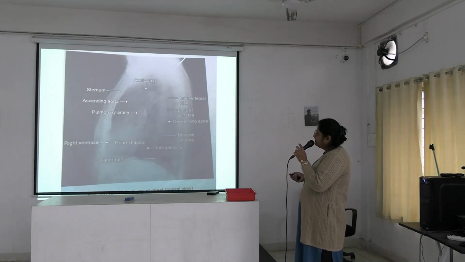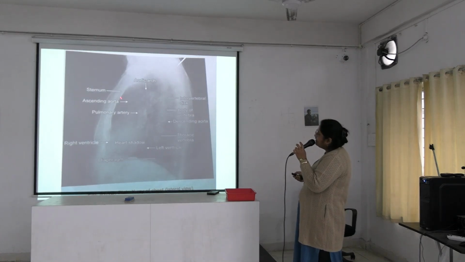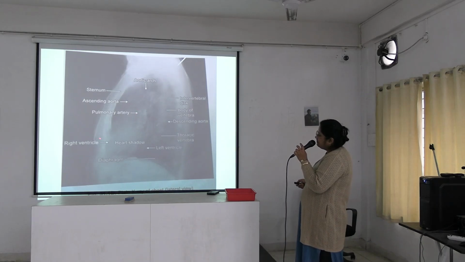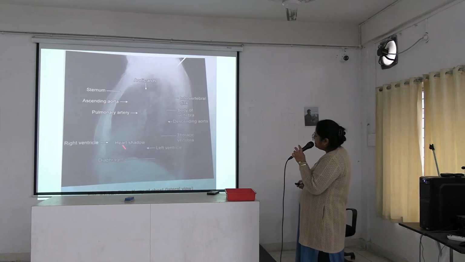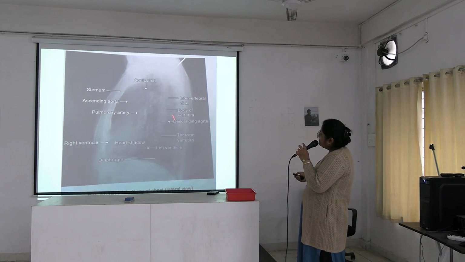And this is the lateral view of the chest. Here you can see the aortic arch, ascending aorta, pulmonary artery. Here is the heart shadow. Here is the right ventricle. This is the dome of the diaphragm. Left ventricle, some part of the left ventricle. Here is the thoracic vertebral column. In front of the vertebral column, here is the descending aorta.